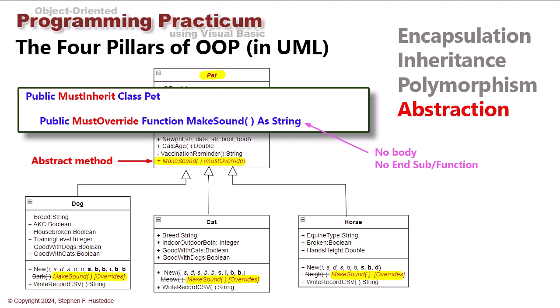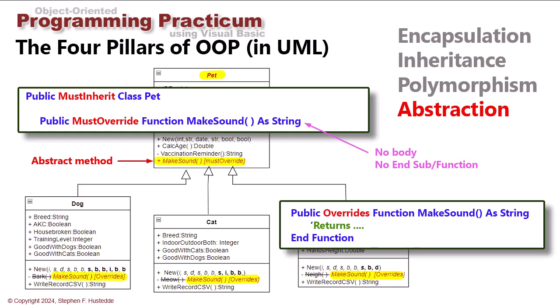In each of the subclasses, I'm going to include that function called make sound, and I declare it with the keyword overrides. So public overrides function make sound. So we're overriding the function that's in the base class, and we're going to return something. So we'll return either a bark, meow, or a neigh, depending on the class, and then my end function. So this one does have a body and has an end to my stub. The advantage of abstraction then is that I can call that particular method from a list instance of type pet that is a subclass of either dog, cat, or horse.